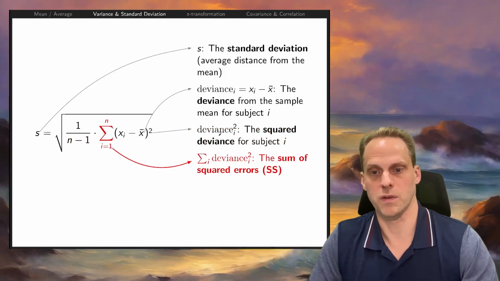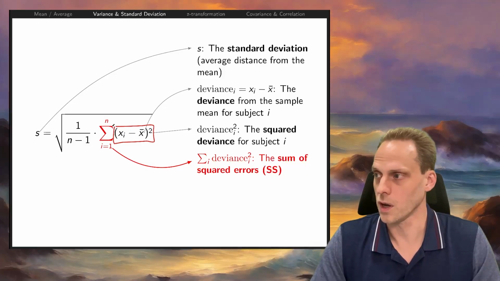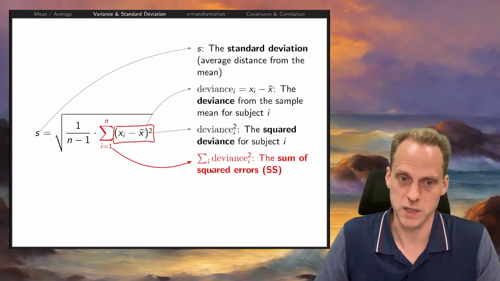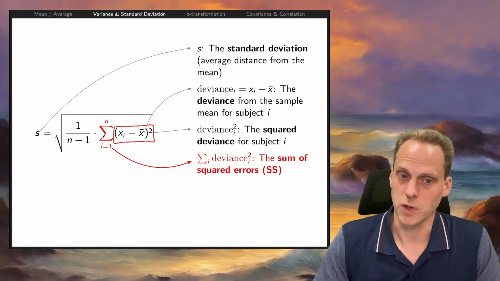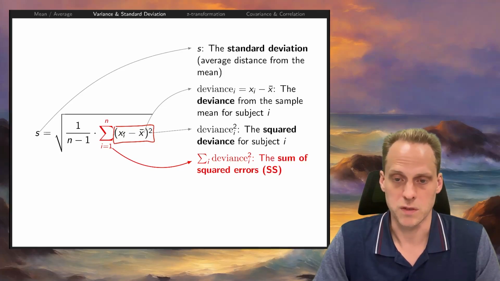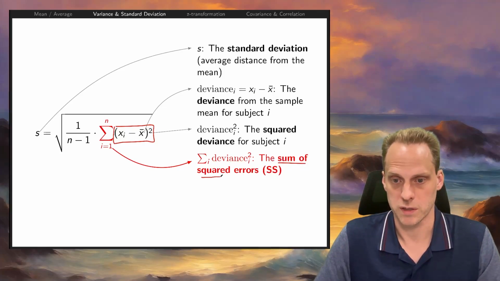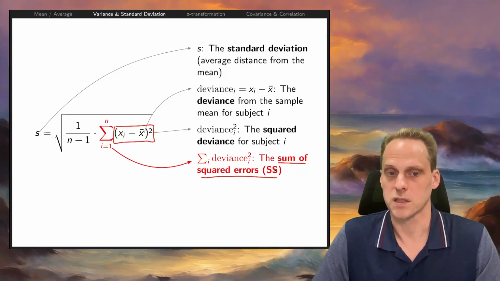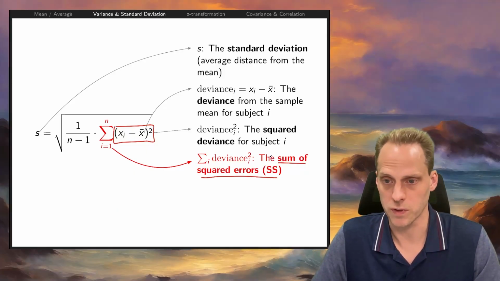So we have the squared deviance, which is a measure of how far away something is from the mean, and it's always positive. All right, then we take a sum of that, like we did in the mean as well. Then we get something we call the sum of squared errors. And actually we're going to define this, like we have some versions of this. We're going to talk about this much more later in this course as well. For now, we just call it the sum of squared errors.